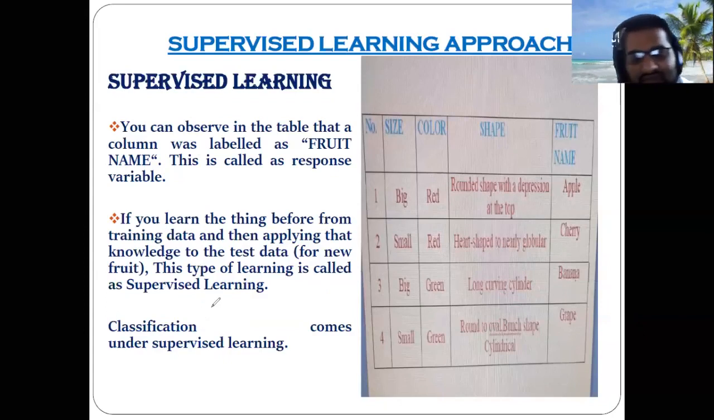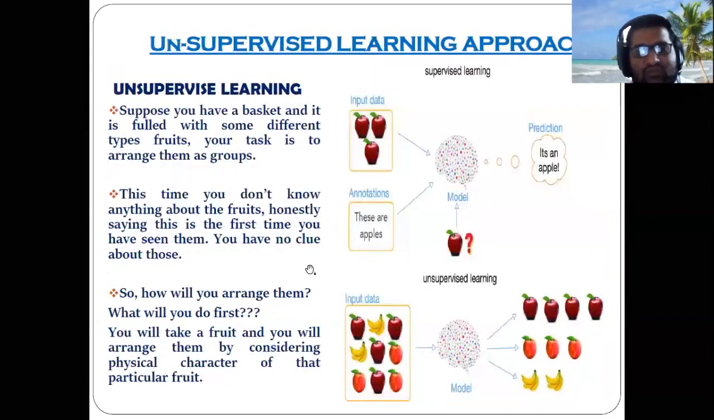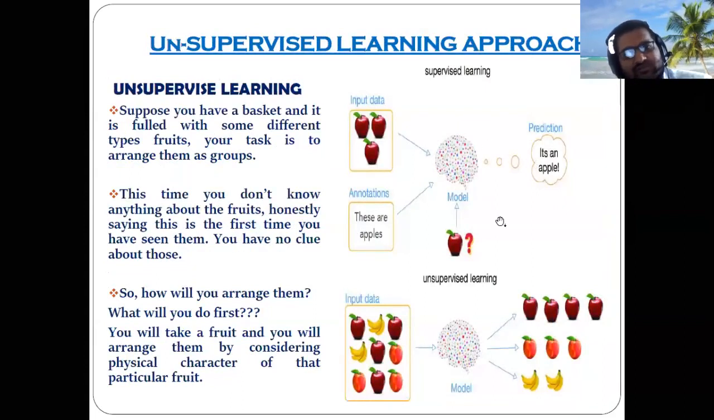Now come to the next point, that is the unsupervised learning. We apply the same example here also. Suppose you have a basket and it is filled with different types of fruits. Your task is to arrange them as a group. Same task we have to perform. Correct? Yes. Here you can observe this figure.